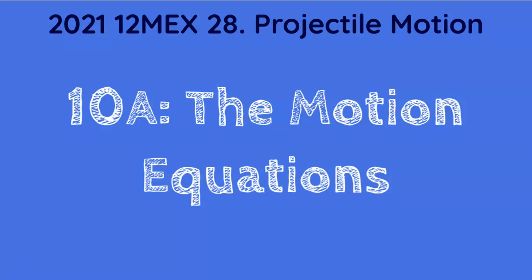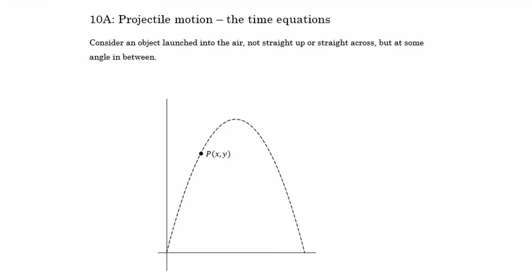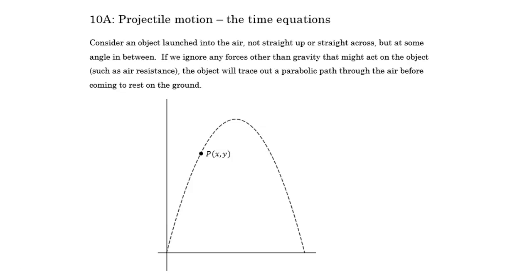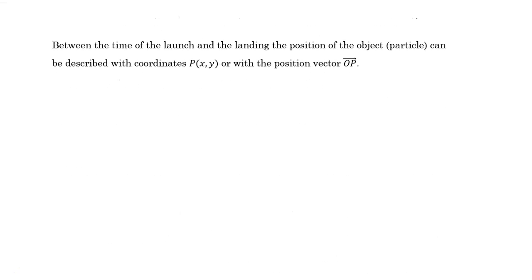Now when we talk about projectile motion, we're talking about some object, some projectile or particle that's launched into the air, up and across, and that then falls back to the ground under gravity. So we can describe the position of that particle at any particular point in time with coordinates x and y, right? Because it's going up and down and across. So using the coordinates x, y, or a position vector OP.